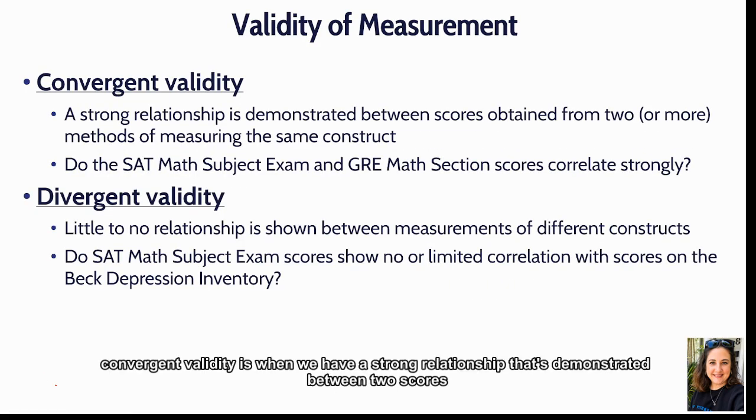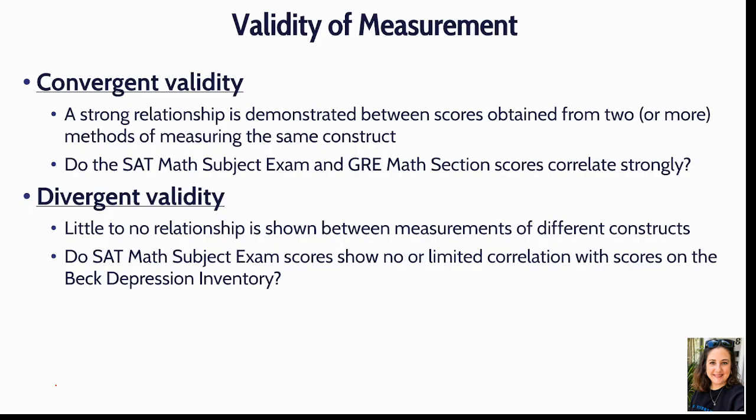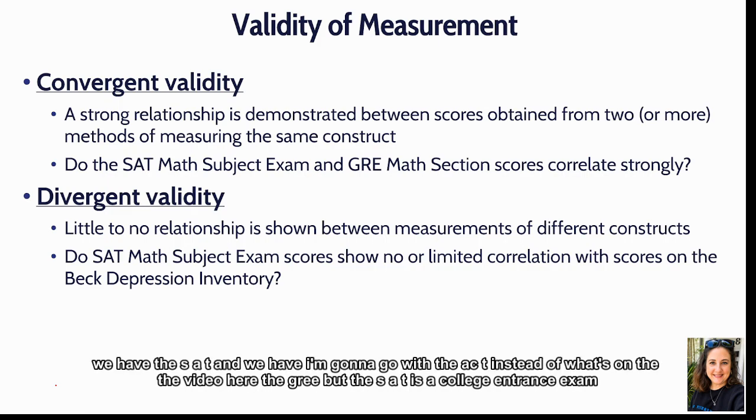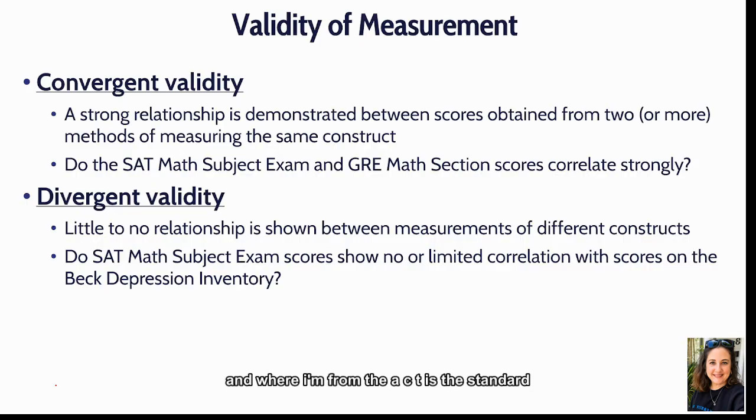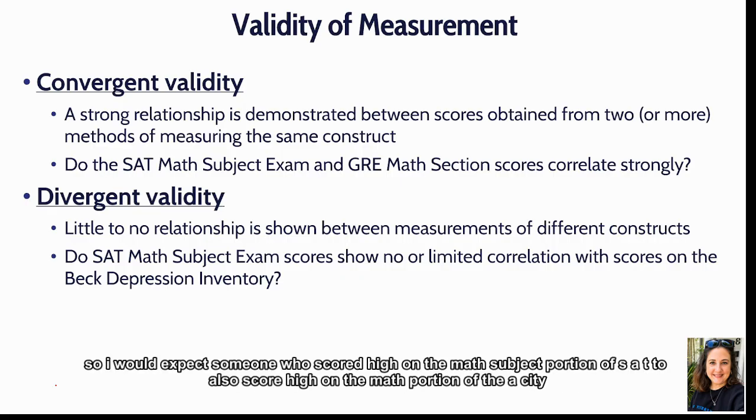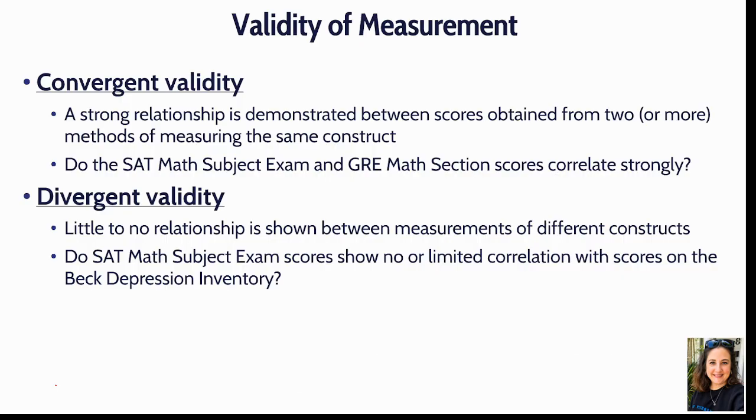Convergent validity is when we have a strong relationship demonstrated between two scores or two methods that are measuring the same construct. So we have the SAT and, I'm going to go with the ACT instead of what's on the video here, the GRE. The SAT is a college entrance exam, and where I'm from, the ACT is the standard college entrance exam. Both of them have a math section on them. So I would expect someone who scored high on the math subject portion of the SAT to also score high on the math portion of the ACT.